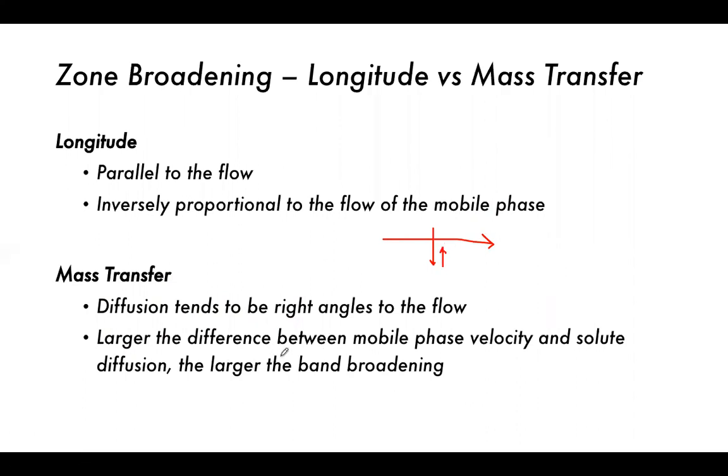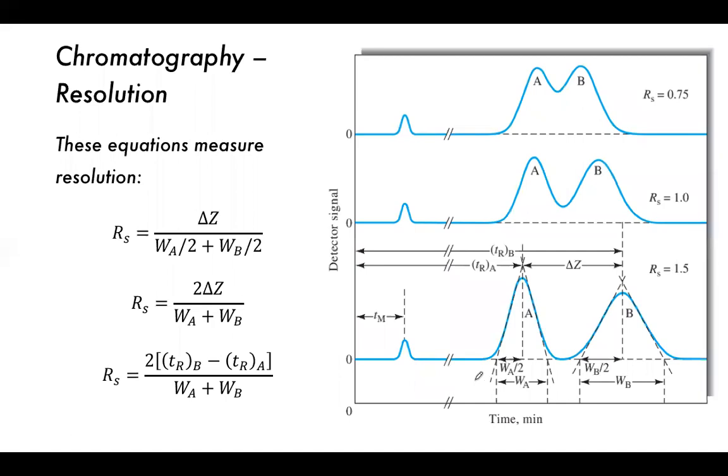Okay. The larger the difference between the mobile phase velocity and solute diffusion, the larger the band broadening is going to be. Okay, so resolution is a big thing in chromatography because it allows us, as we've seen, to separate the peaks better and to get a better understanding of the quality of the chromatogram. And also eventually it's going to allow us to work out how much of something is there or to separate the two components better. So these equations measure the resolution.